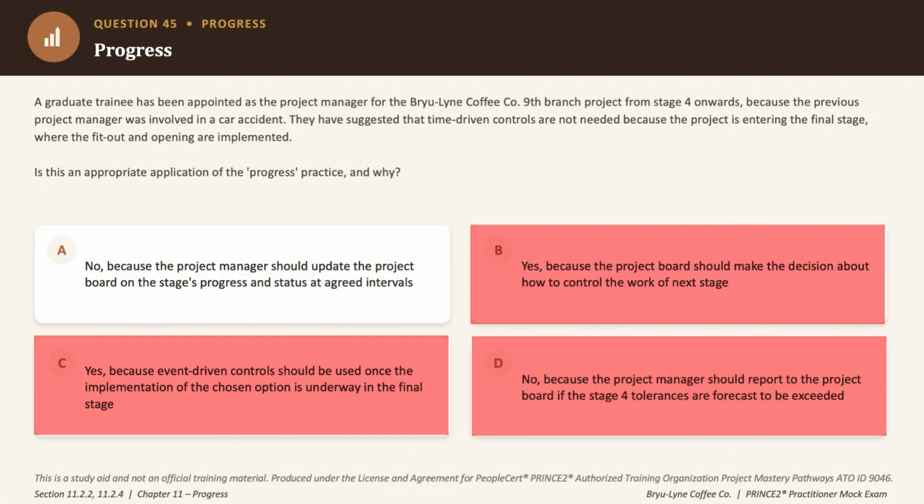So the correct answer to this question is option A, which says no, the project manager should still update the board on the stage's progress and status at agreed intervals, because time-driven reporting doesn't stop just because implementation has started, right? Both time and event-driven control types run side by side. So the correct answer is option A.